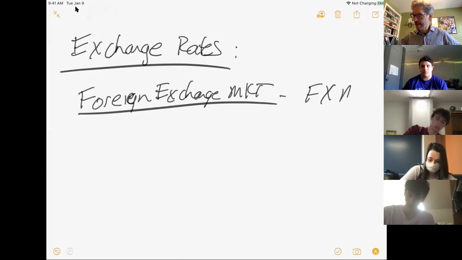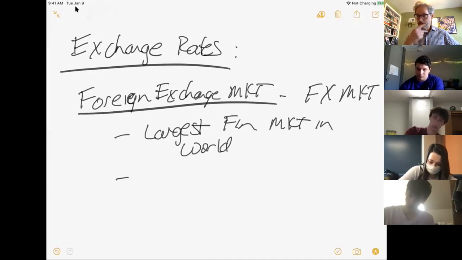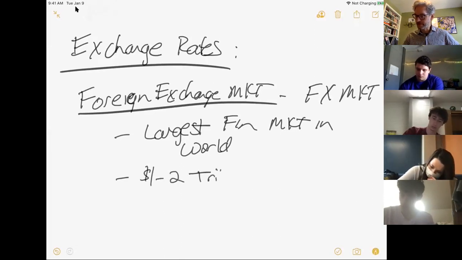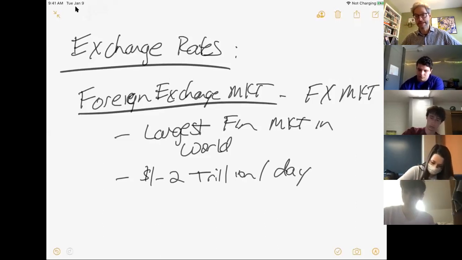Often referred to as the FX market, this is the largest financial market in the world. To give you some idea, between $1 and $2 trillion a day is traded in these financial markets. Minimum transactions in these foreign exchange markets are usually a minimum of $1 million. Okay, so these are huge financial markets.